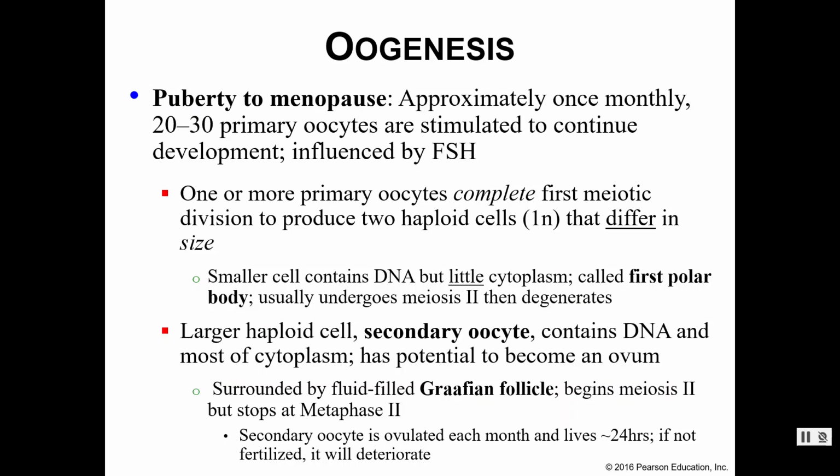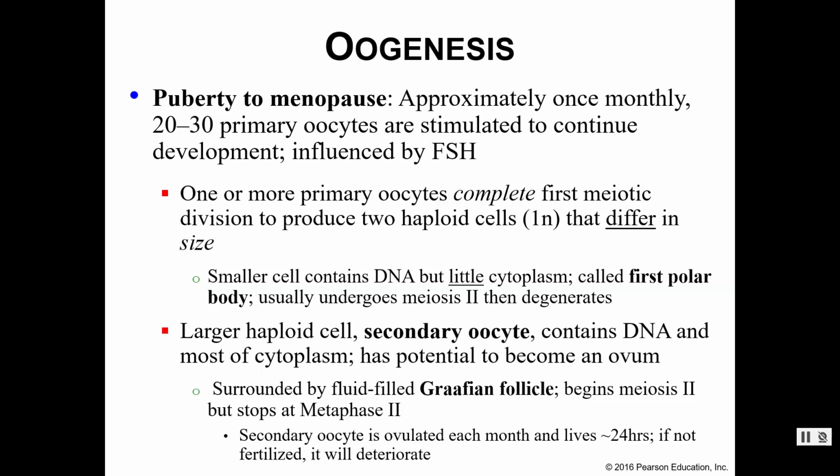About once a month, anywhere between 20 and 30 oocytes are stimulated to continue development. This is under the direction of the secretion of follicle-stimulating hormone. In fact, one or more of those primary oocytes will actually complete the first meiotic division. So they're going to finish meiosis I and produce 2 haploid cells, but these are not treated equally.